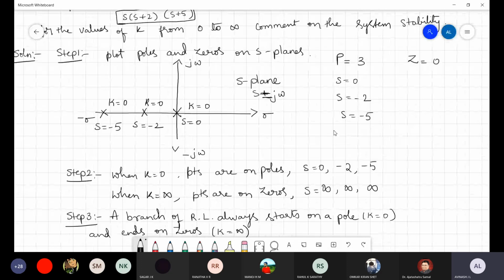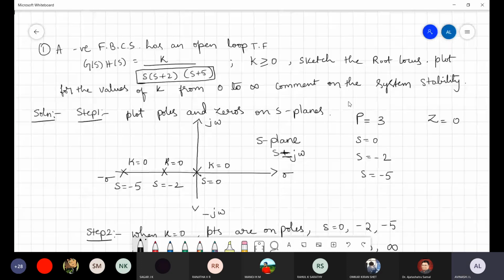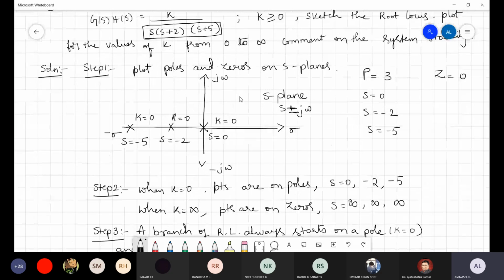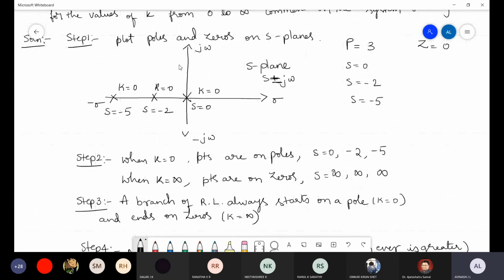So if you have any doubt, please ask me. What is the given numerical? A negative feedback control system has open loop transfer function G(s)H(s) given. After that, they asked us to find the stability of the system and find the range of values of k. Step 1 is to plot the poles and zeros.